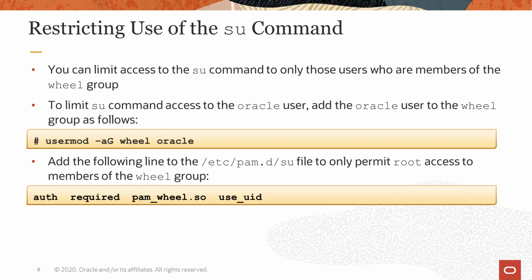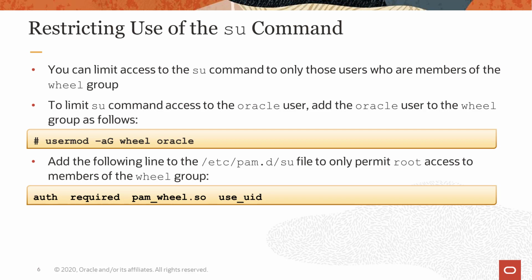Two steps are needed to limit user access to the su command. First, add the user or users to the wheel group. Second, add an entry to the /etc/pam.d/su file. For example, to limit su command access to the Oracle user, add the Oracle user to the wheel group using the usermod command as shown.